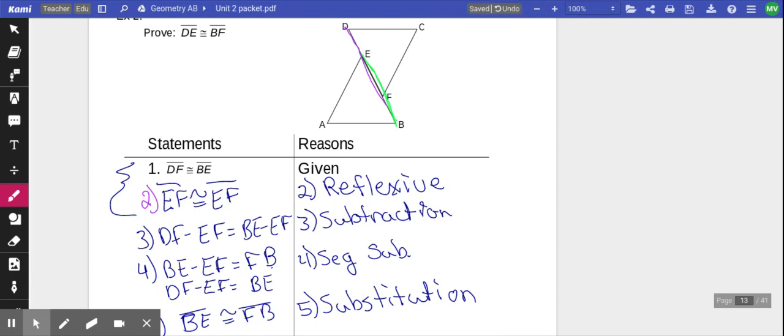So then I use my subtraction property and I say DF minus EF equals BE minus EF. And then I use my segment subtraction where I say that BE minus EF equals FB and DF minus EF equals BE. And then substitution gives me BE is congruent to FB. Notice that I went from congruent to equal to do my subtraction and my segment substitution, and then I went back to congruence.